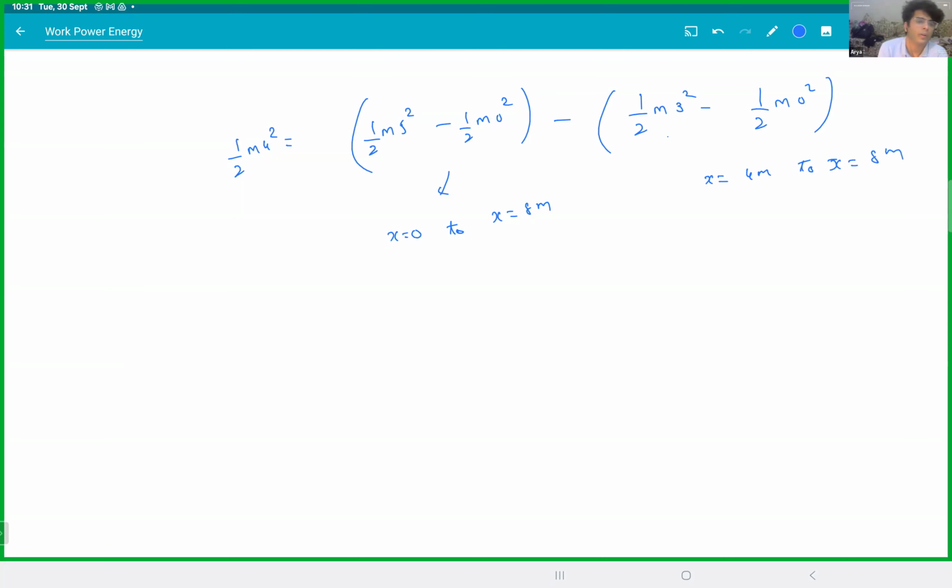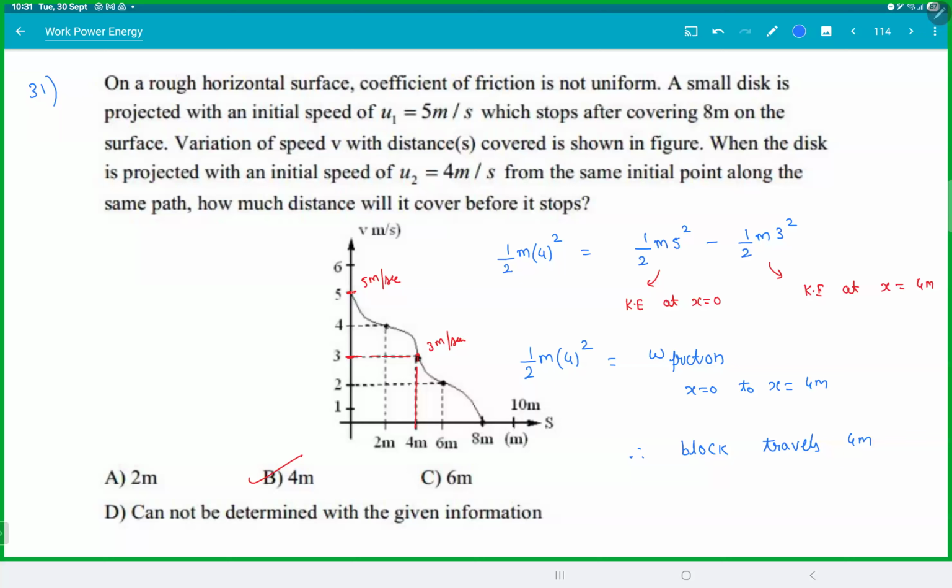Okay, so the change in kinetic energy is then minus of that. Yeah, I got it. See, if you throw with 5, you have to travel all the distance. If you throw from here with 3, you will travel all the distance. That means when you go from 5 to 3, you have to travel this distance in the middle.